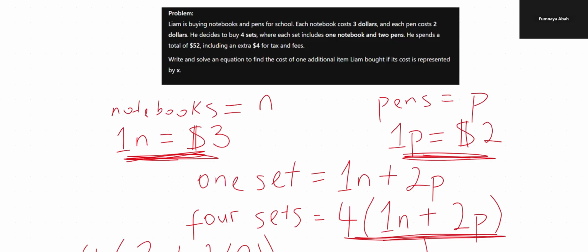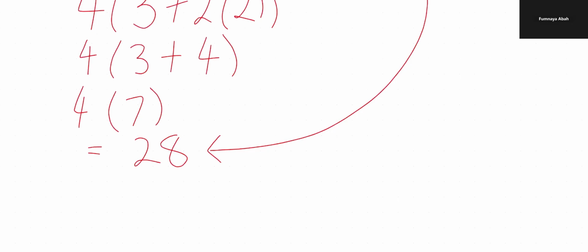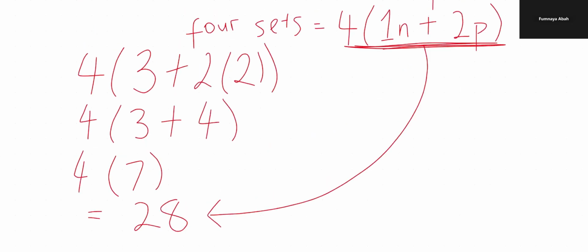So the question asks us to solve an equation to find the cost of one additional item that Liam bought if the cost is represented by X. So basically what it's saying is that this is the cost of 4 sets. 4 sets is equal to $28 here.